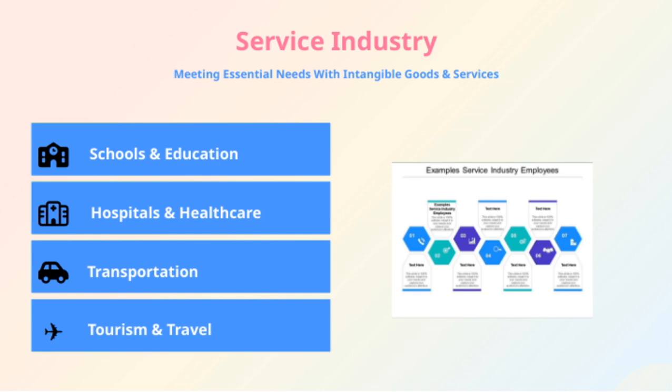Next, transportation, whether it's cars, buses, or trains, is crucial for moving people efficiently from one place to another. It keeps everything running smoothly, from daily commutes to long-distance journeys. Hospitals and healthcare are, of course, vital for maintaining our health and well-being. They provide essential medical services, ensure quick responses in emergencies, and help us recover and stay healthy.